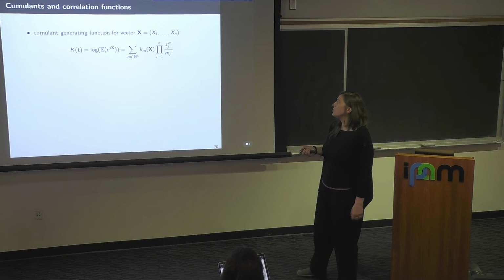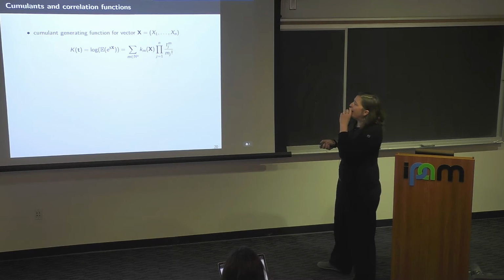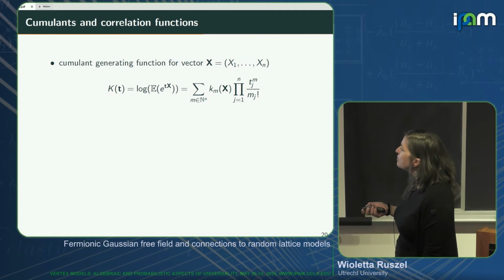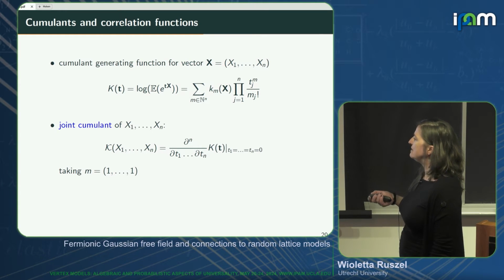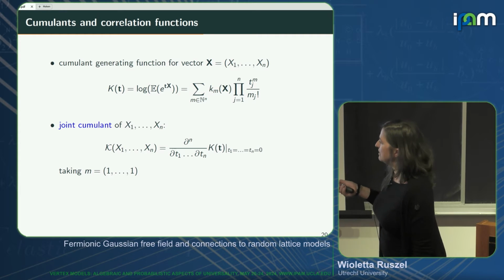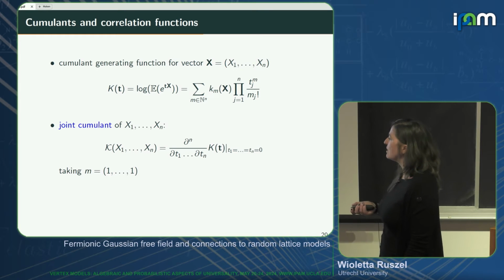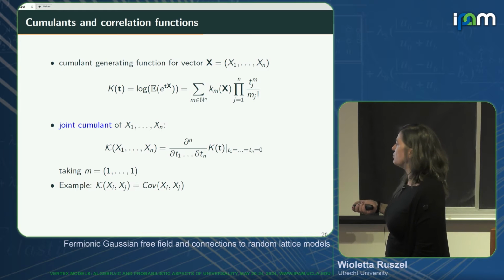Okay, so what we will look at are not the k-point functions, but cumulants. Here is just the cumulant generating function for a multivariate variable. And we will look at the joint cumulants of first order coming from this cumulant generating function, which is just taking this K(t) and taking the derivative with respect to all the t_n's at 0. So this corresponds to this thing for m equal to the 1, 1, 1, 1 vector. And just as an example, if you take 2 pairs, then this will give you the covariance.